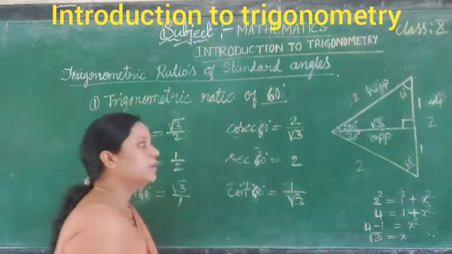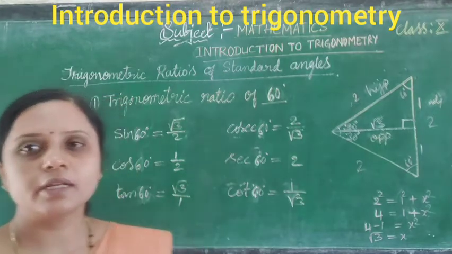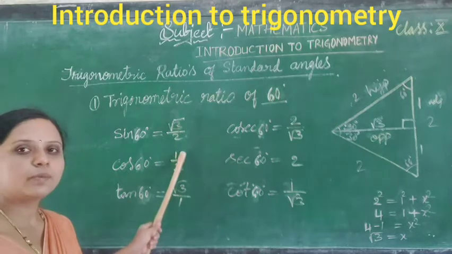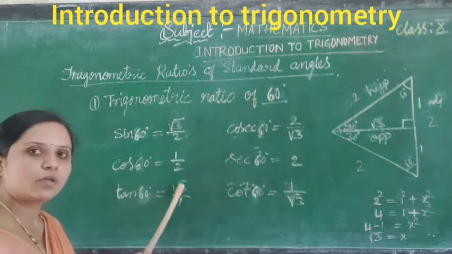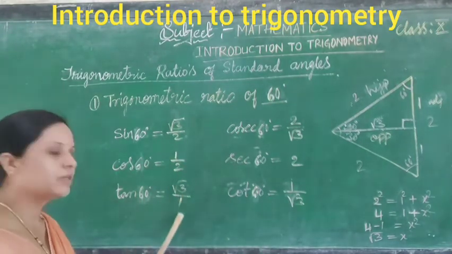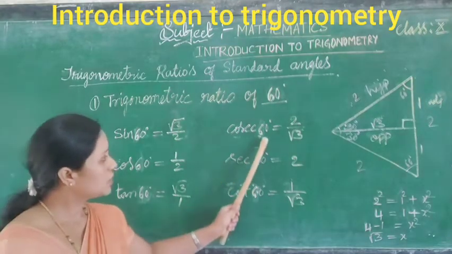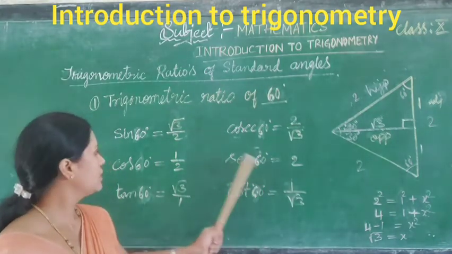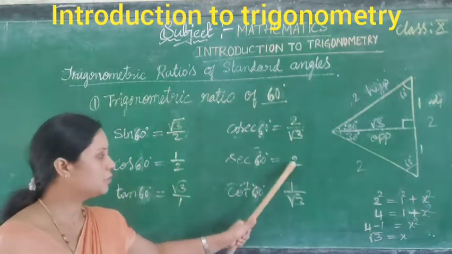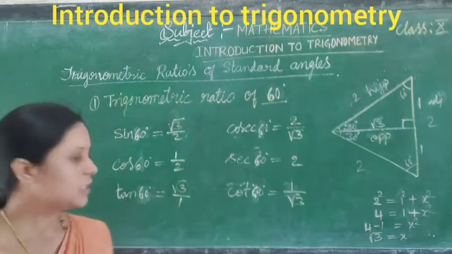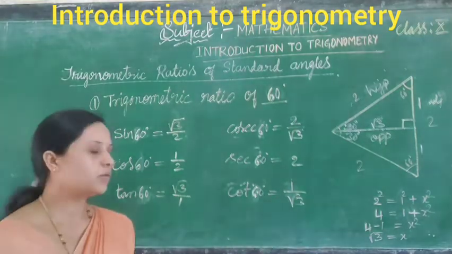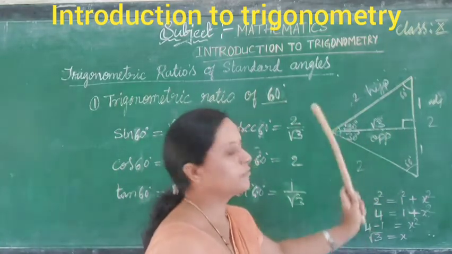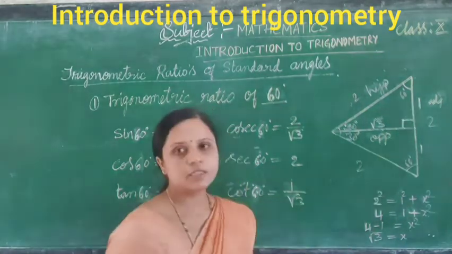So in this way we can easily find the trigonometric ratios of 60 degree angle. So sin 60 is root 3 by 2. Cos 60 is 1 by 2, tan 60 is root 3 by 1, cosec 60 is reciprocal of sin 60, that is 2 by root 3, sec 60 is reciprocal of cos 60, that is 2, and cot 60 is reciprocal of tan 60, that is what? 1 by root 3. So you can use this figure for finding 30 degree and 60 degree angles.